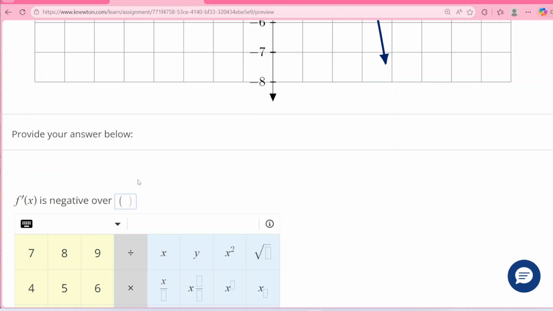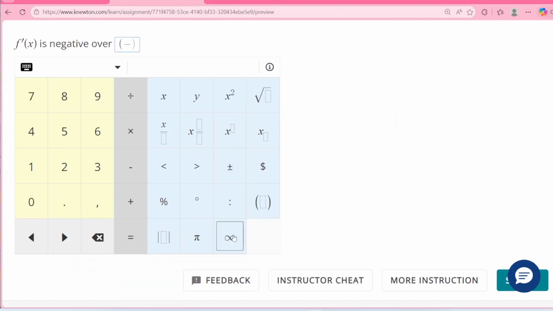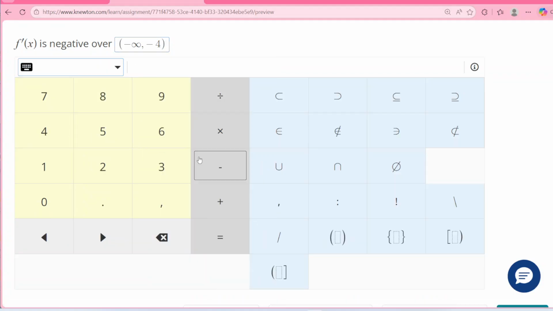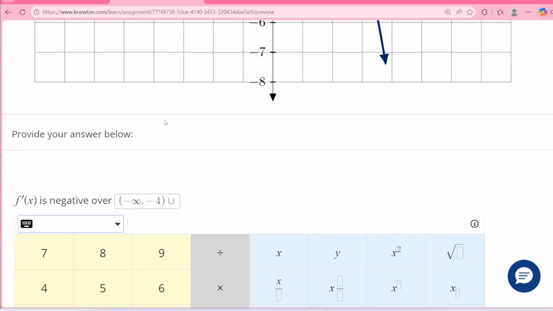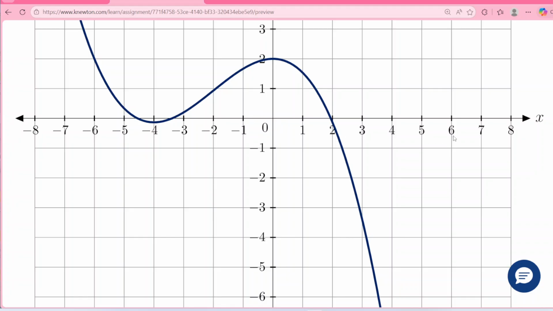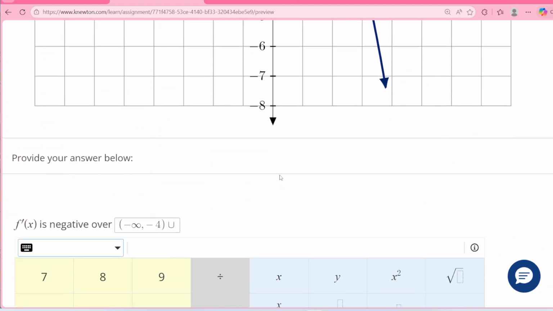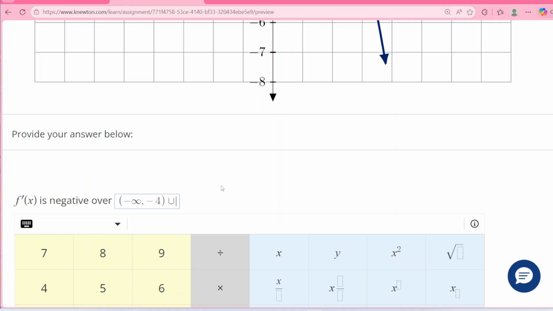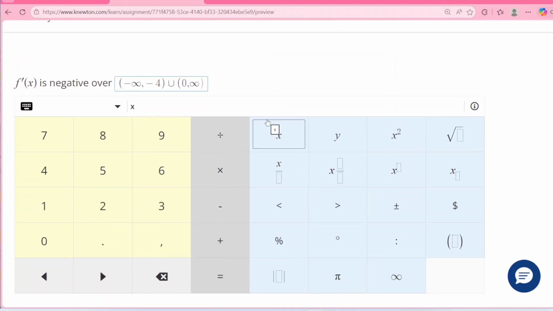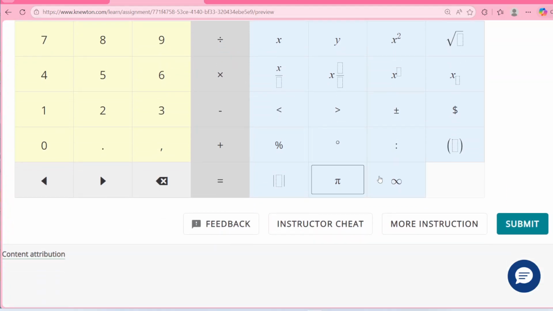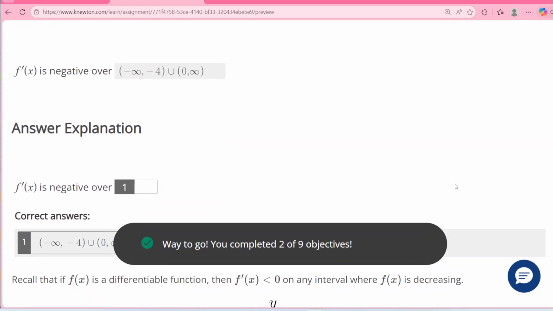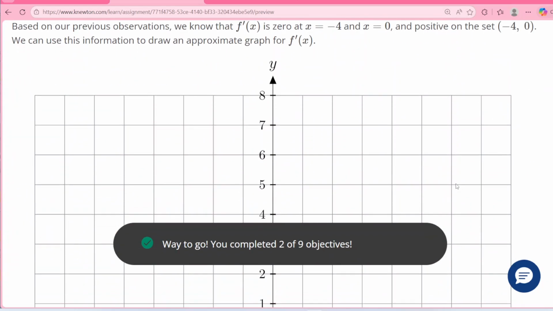So again, interval notation. So -infinity, comma, up to -4. And then the union symbol in the sets area. And then it looks like again from 0 onward, from 0 to infinity, the function is decreasing, so f prime would be negative, right? So union, the interval from 0 to infinity, and that should be good. Great. All right, so that's 2 of the 4 that I'm doing today.